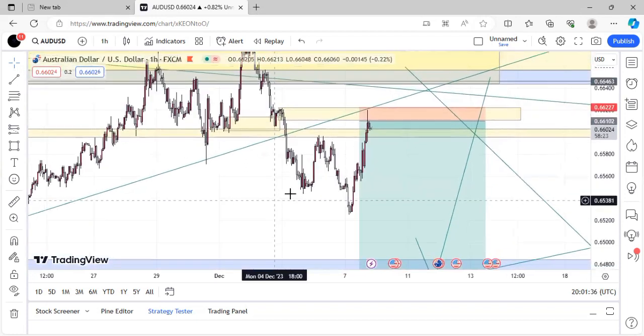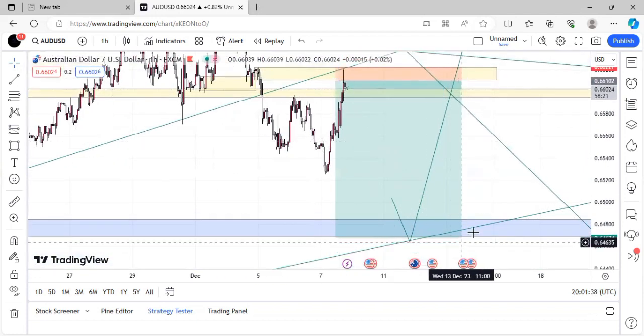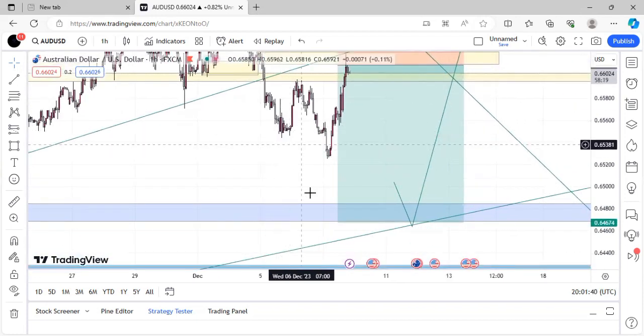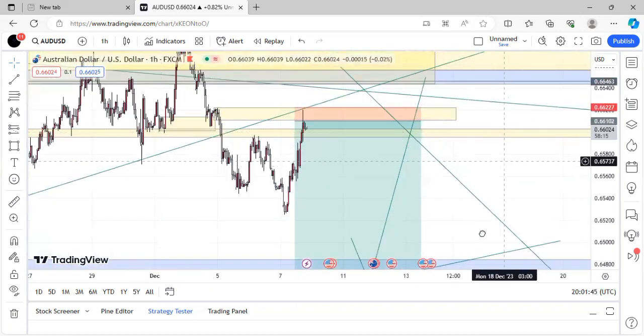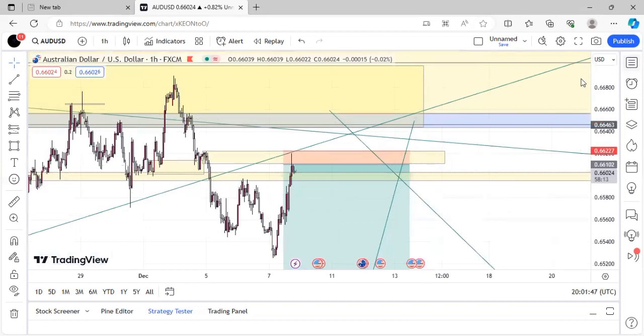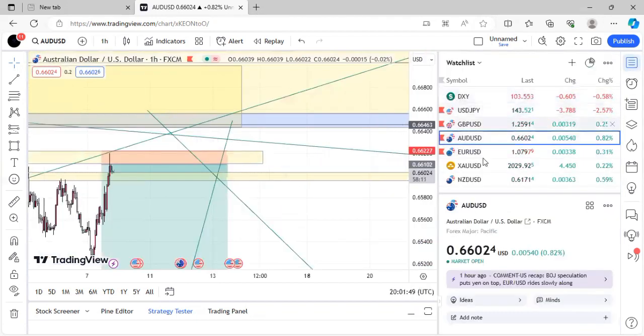So if it sells back down, they'll be heading to 0.64. So 0.64 will be the region where I'll be looking for a buying opportunity to the upside, right? So let's go to gold.